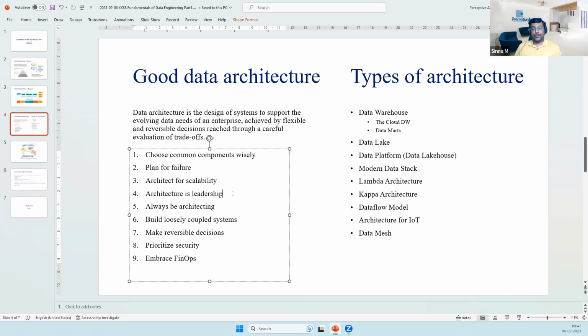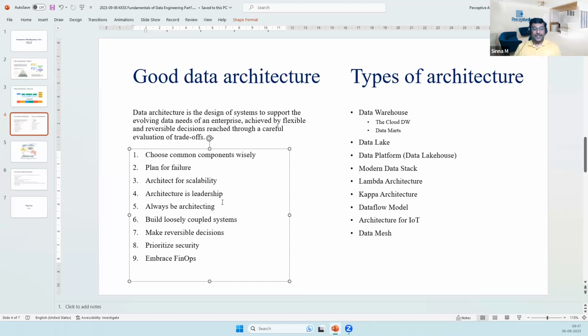Yeah, architecture is more leadership. Data architects possess the skill of data engineers, but they don't practice it. So they make careful technology choices and spread knowledge through training and leadership. That's what they mean by architecture leadership. So they have to take that role. Data architects in a company is what they're telling, right?